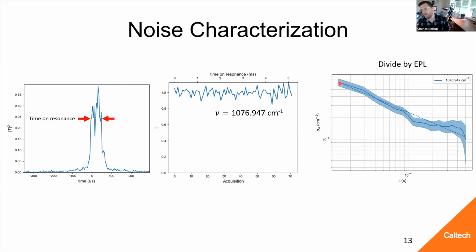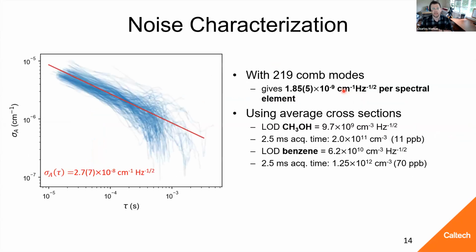And here we can see this dashed line shows a root-N dependent, so a white noise behavior. We can see that over the total length of our measurement, it was still behaving as white noise. So we were still benefiting from averaging. And we can do this for every single comb tooth.